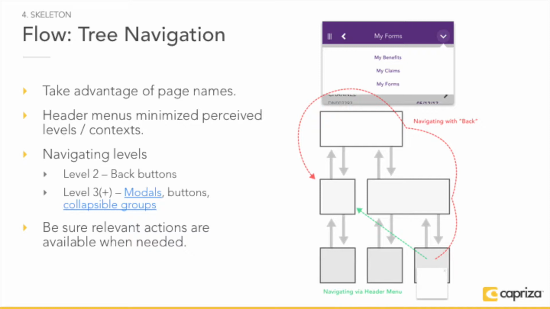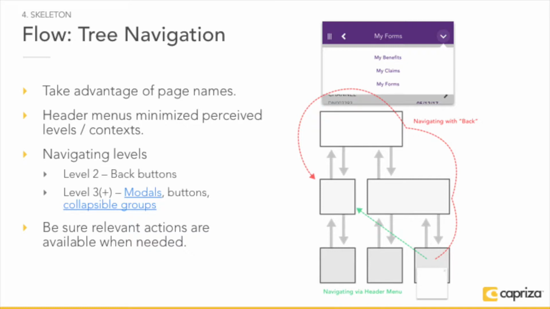First thing to remember, clear page names are especially important here. For example, in the screenshot on the right, the user can navigate between 3 separate flows of the micro app: My Benefits, My Claims, and My Forms. By naming the page My Forms, the user is 100% clear where he or she is in the micro app.